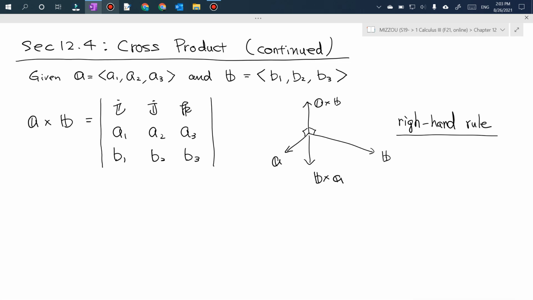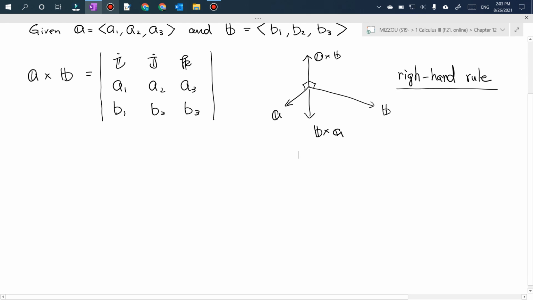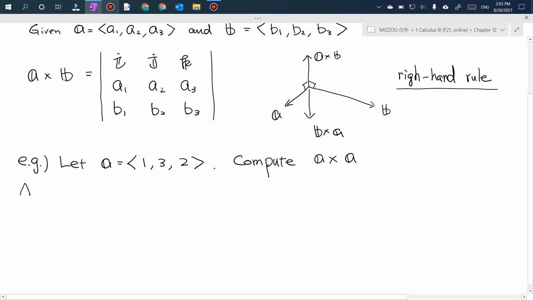Now, today, let's do this example first. Example. Let A be (1, 3, 2). Now let's compute A cross A, namely the cross product of a vector A with itself, and let's see what we get.